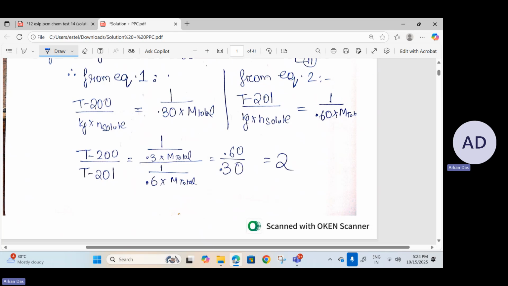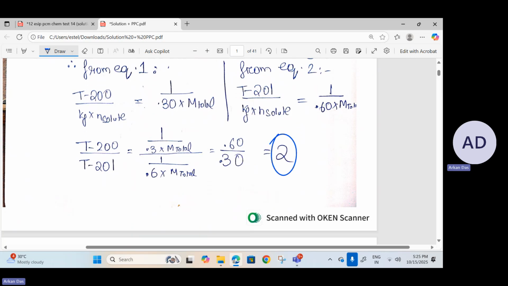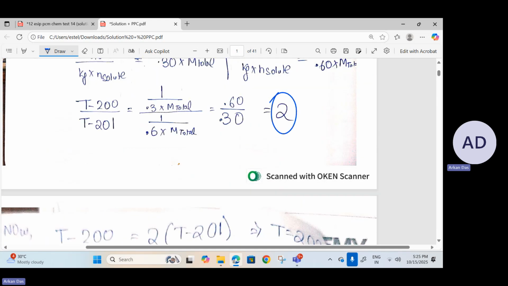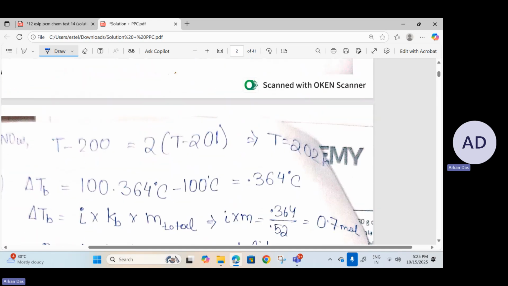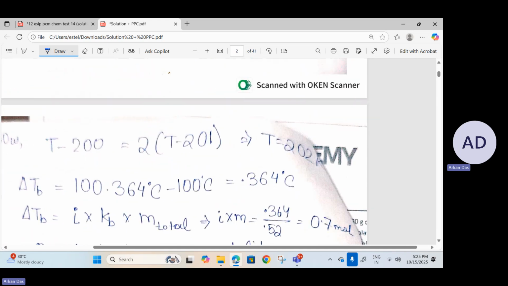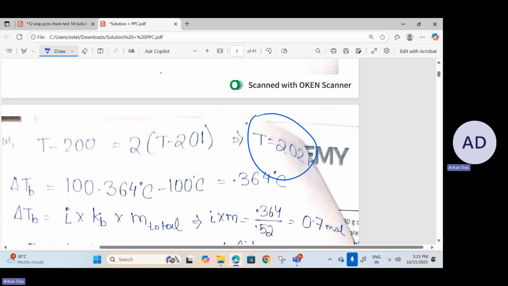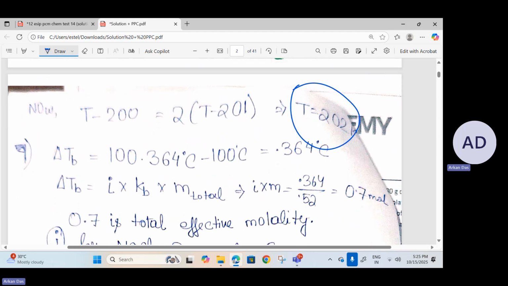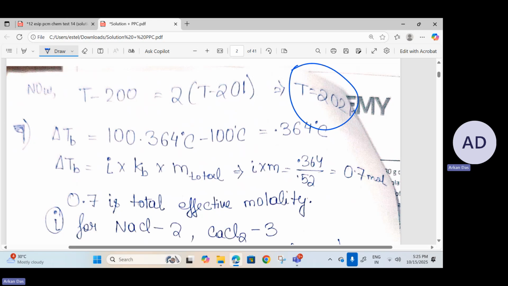You are getting a relation, T minus 200 by T minus 201, that is going to give you the value of 2. If you cross multiply, T minus 200 equals 2 into T minus 201, and overall the answer is going to come, how much? T equals 202 Kelvin. This is our final answer. Is it clear? Next question, if we go, guys.